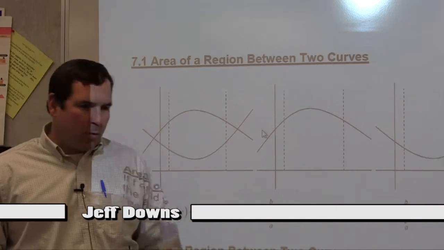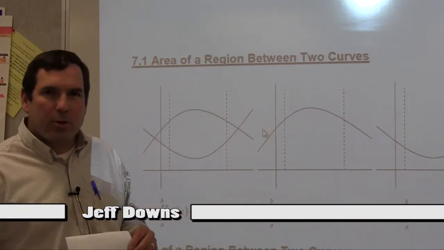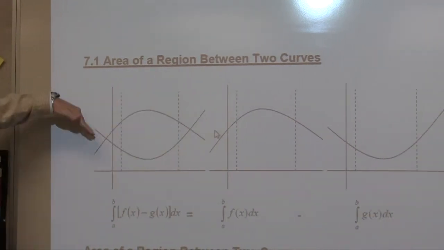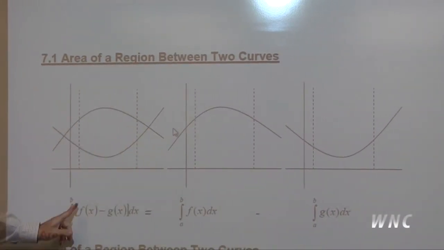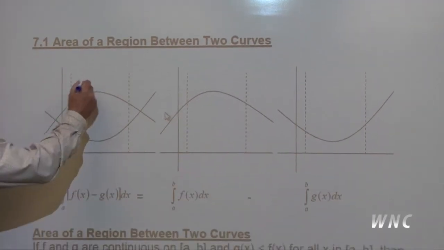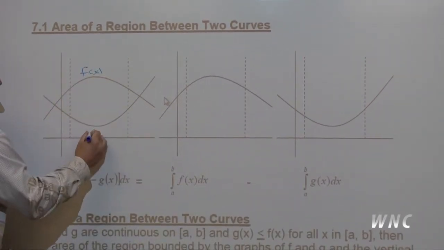Hi, welcome to 7.1, area of a region between two curves. So imagine you have a curve up on top, curve down below. That'd be like our integral of f of x minus g of x dx. Here's our f of x. Here's the curve describing g of x.